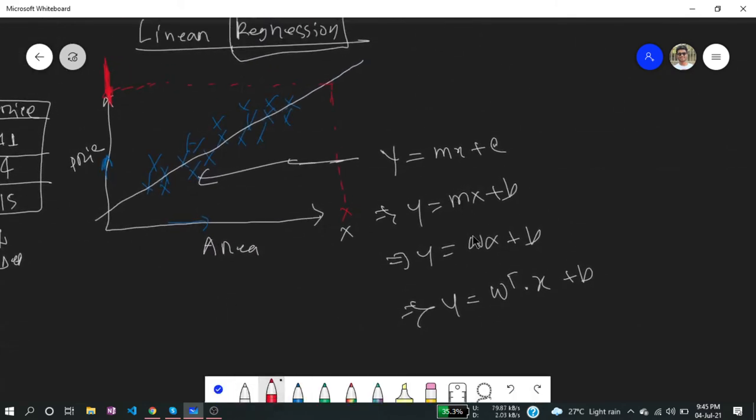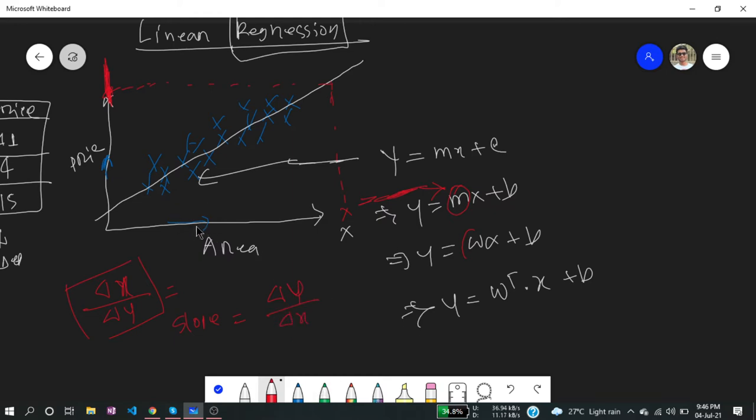If I talk about the m, do you know what the m is here? M is the slope. Slope means the increase in y by the increase in x. So this is the slope equation: slope is nothing but change in y divided by change in x.